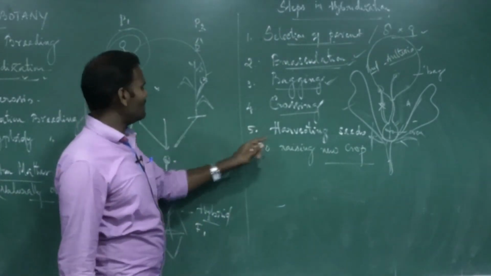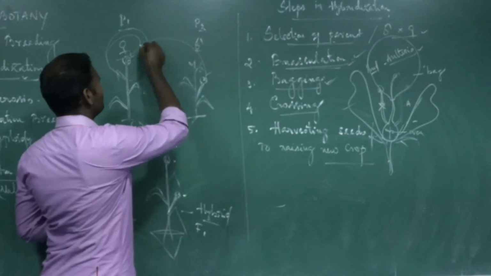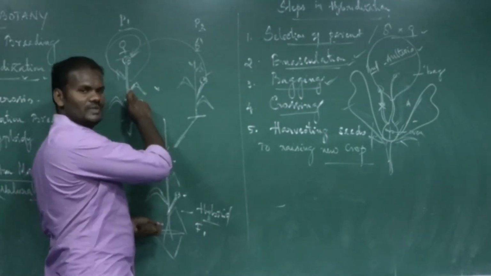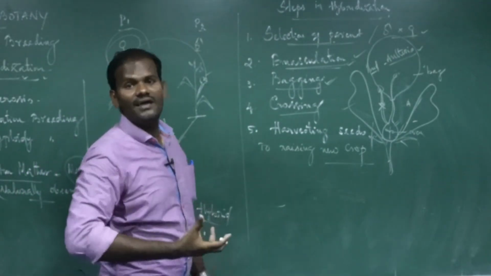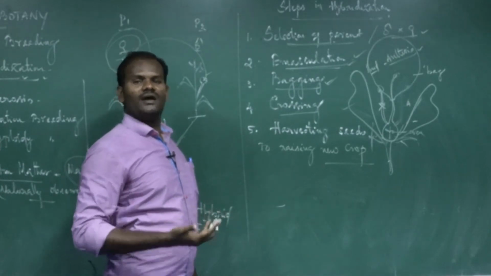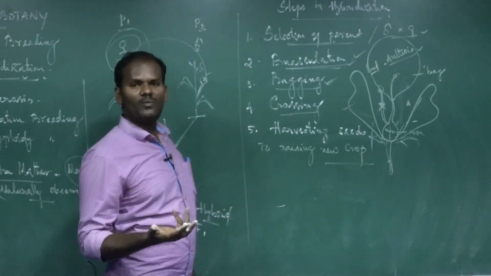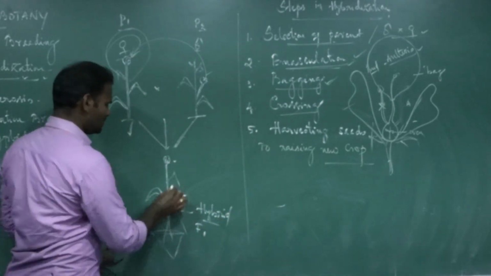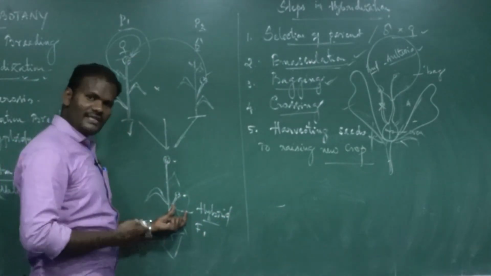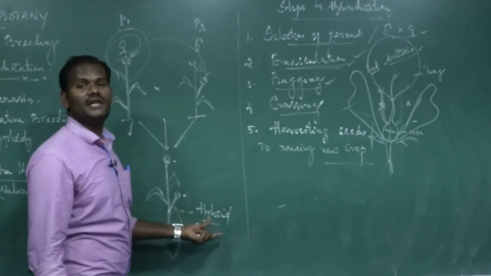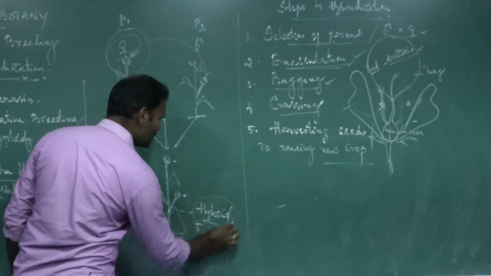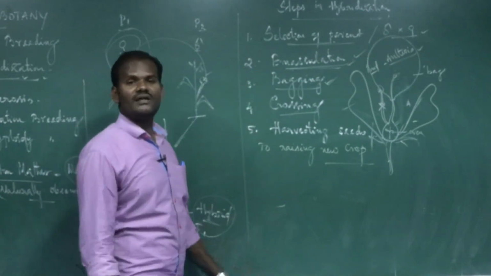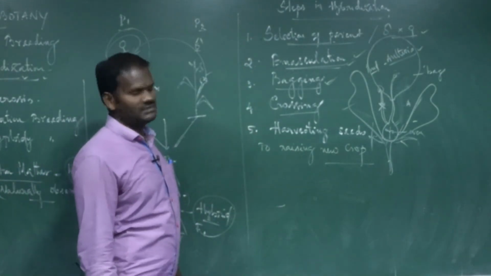As a result of crossing, pollination, and as a result of pollination, fertilization takes place. Fertilization takes place within the female flower. As a result of fertilization, seed formation takes place. Now the seeds get harvested, and they are raised into the new generation, which is called hybrid. So these are the steps involved in the hybridization technique.